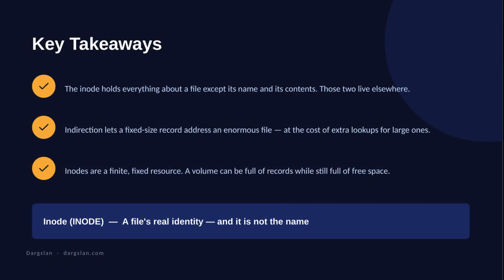So let's leave you with 3 things worth carrying forward. The inode holds everything about a file except its name and its contents, those live elsewhere. Indirection lets a small fixed record reach an enormous file, trading a few extra lookups for that reach. And because inodes themselves are finite, a disk can run out of files while still full of empty space. The name is just a label, the inode is the identity.